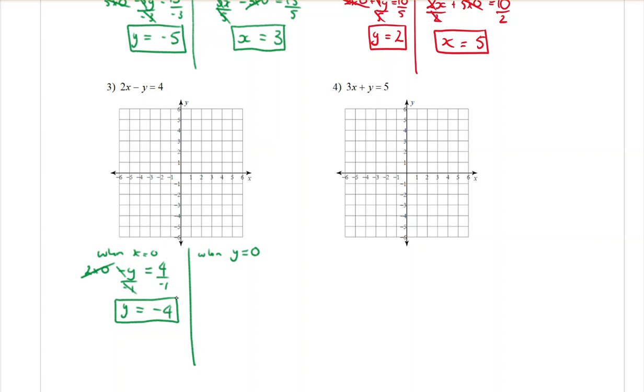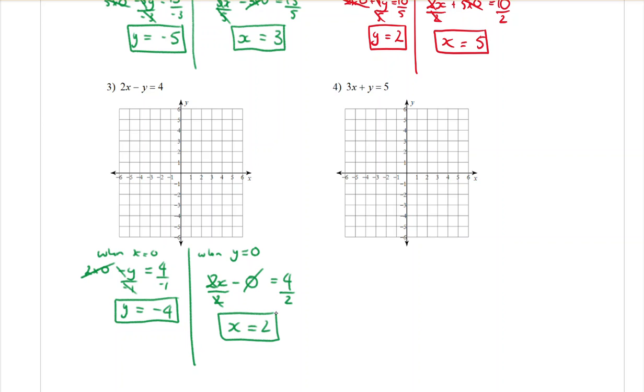Now the second half. Go back to your equation and now sub in that y is equal to 0. So that is 2x minus, instead of y, I'm replacing the y with a 0, equals 4. Don't need the 0, cross it out. But I need to get rid of the 2, so I'm going to divide by 2. X equals 2.